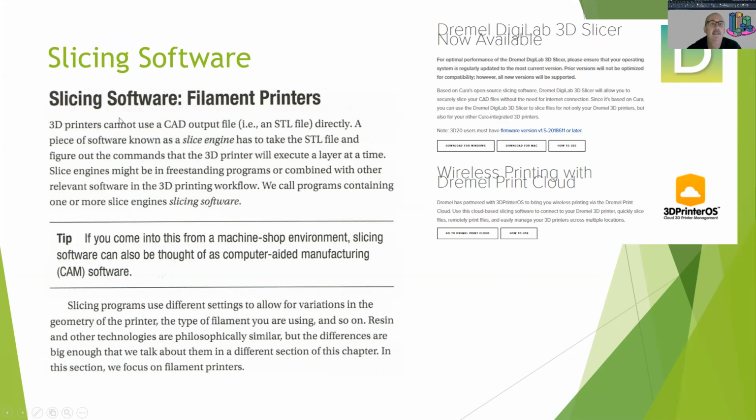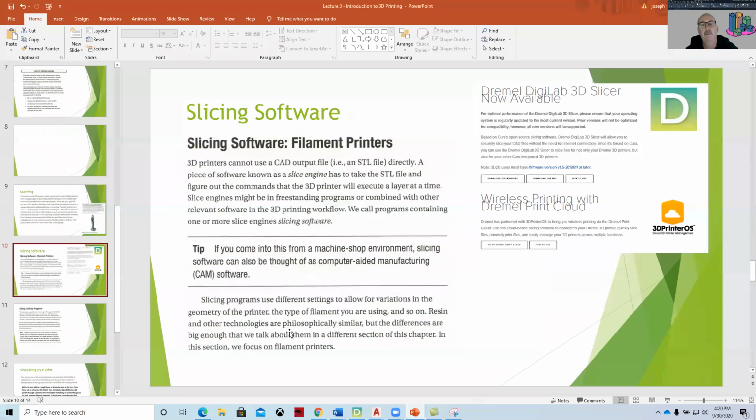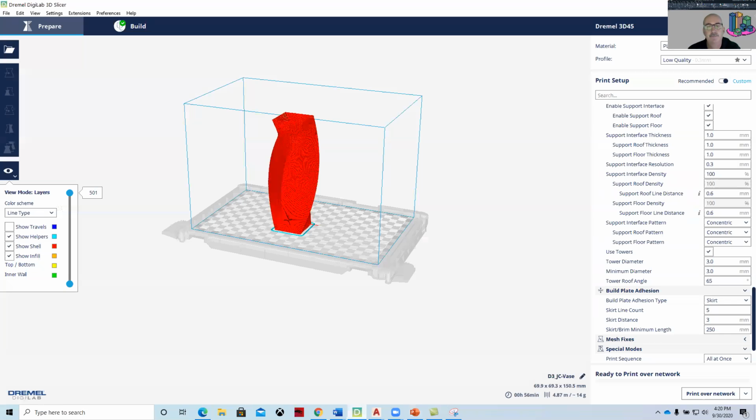As we talk about slicing in 3D printing, think of the slicer software as the engine that creates the tool path for the 3D printer. They liken it to CAM software, or computer-aided manufacturing, like a program such as Mastercam, because it generates G-code, which is the same code that runs CNC machines. And so as we look at these different programs, like our Dremel software, let's take a look at that.